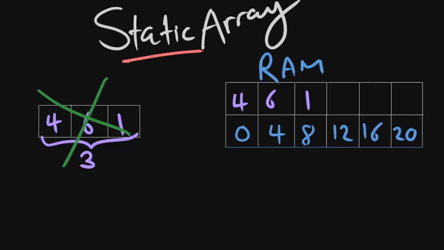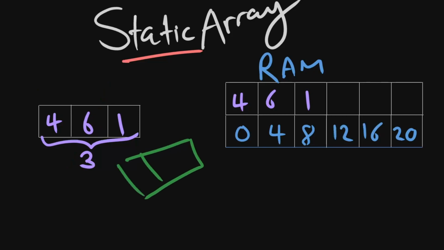They are actually a lot more memory efficient. They take up a lot less space. So if memory is something you're really concerned about and you know for a fact there's only ever going to be 3 values in this array, it's better to declare a static array.